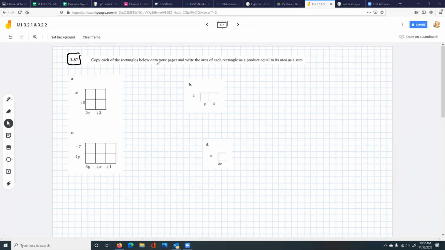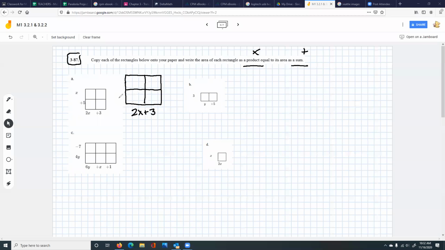3-87. Copy each of the rectangles below onto your paper and write the area of each rectangle as a product equal to its area as a sum. So we want to write a product, which means a multiplication problem, and a sum, which is the answer to an addition problem, right? So go ahead and copy this down, right? So for A, we have this rectangle. It's a 2x2. And we have 2x plus 3.